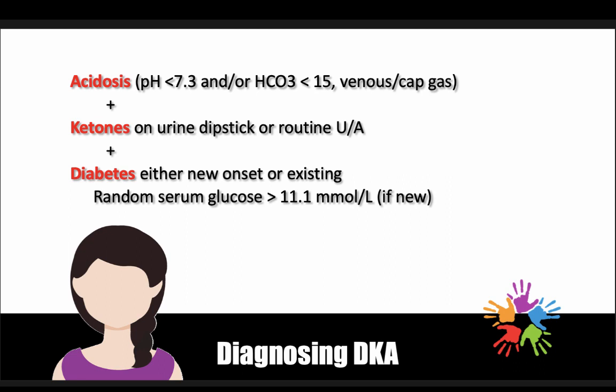And to meet the definition of DKA, you must have three things. You must have acidosis, as defined as a pH of less than 7.3 or a bicarb of less than 15. The second thing you need to have is ketones, either on your urine test or a ketone meter. And the third is that you need to have either known diabetes or a random blood glucose of greater than 11.1. So if you have all of those three things, you're in DKA, and all of the treatment regimens here are meant to restore your metabolic abnormalities back to normal in a safe, controlled way.